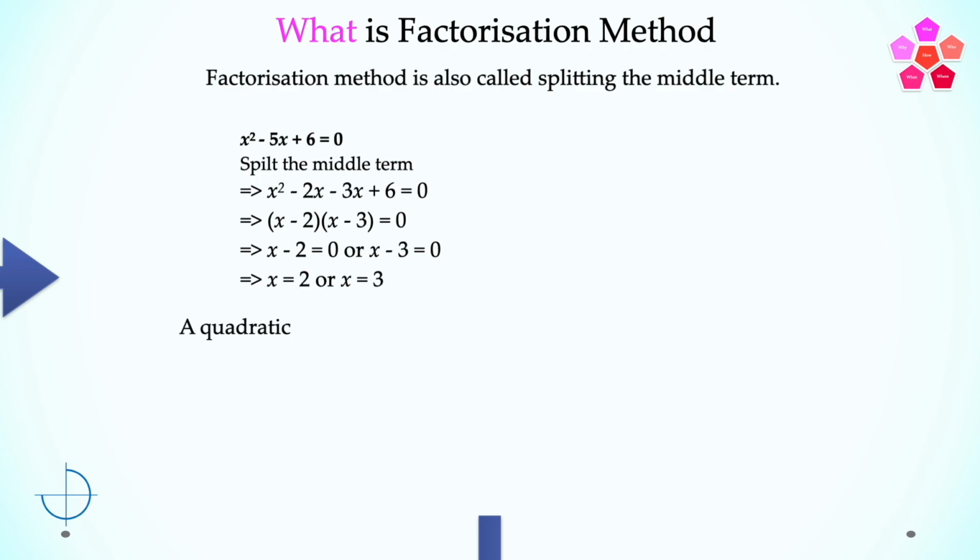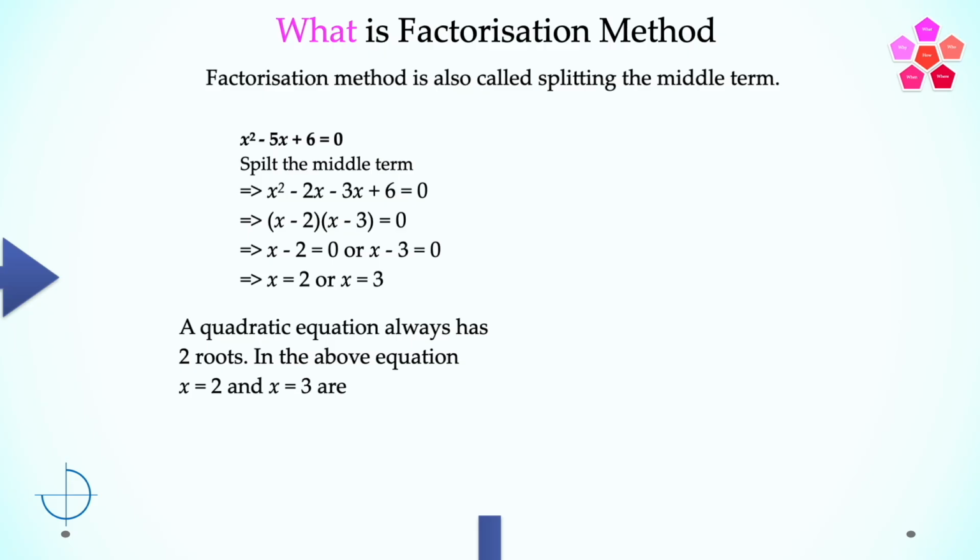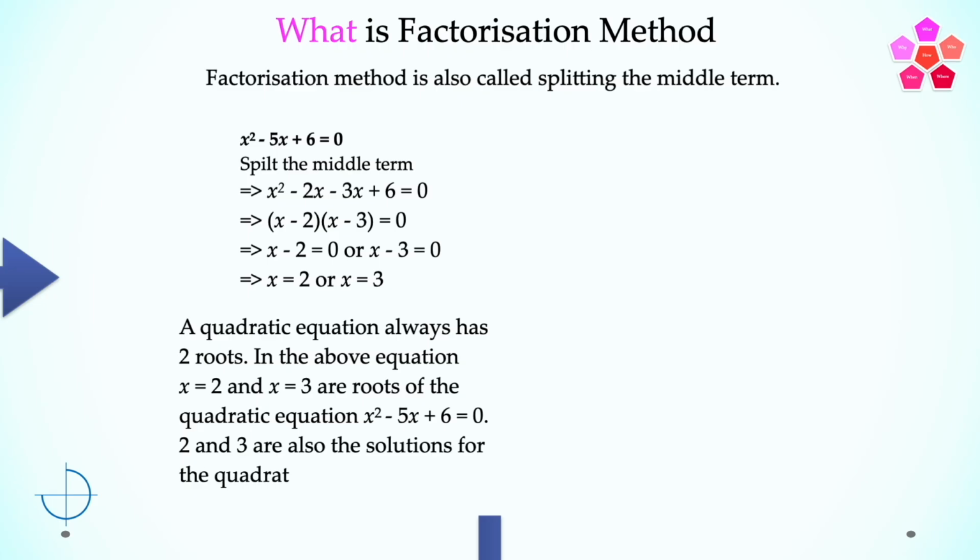A quadratic equation always has two roots. In the above equation, x is equal to 2 and x is equal to 3 are the roots of the quadratic equation x squared minus 5x plus 6 is equal to 0. 2 and 3 are also the solutions for the quadratic equation.